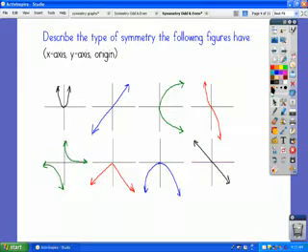So here are a few graphs, and let's describe what kind of symmetry they have, if they have any at all. Out of the gate, we have a parabola that's going up. Now, it's not reflecting over this axis. It's reflecting over this axis. So if you took this side right here and looked into the mirror, and the mirror was right here, then you could see that it is reflected over the y-axis.